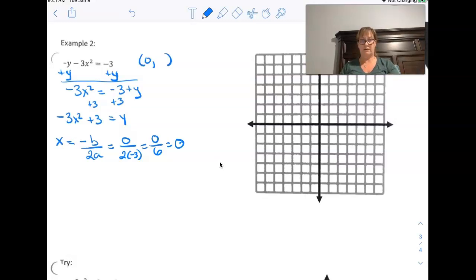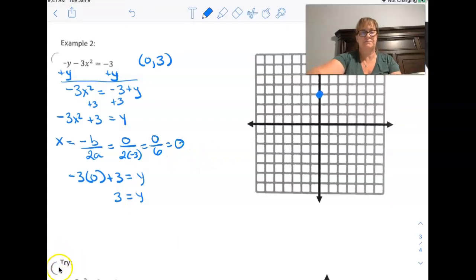Now let's find our y. Well, negative 3 times 0 plus 3 equals y. I'm so sorry. I just got sideways there. So therefore, our 3 is our y value. So we go 0 and then up 3. Right there is going to be our vertex.